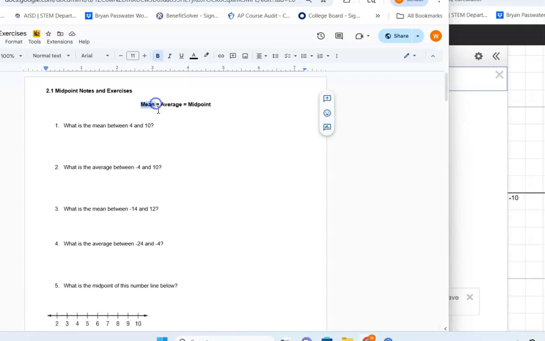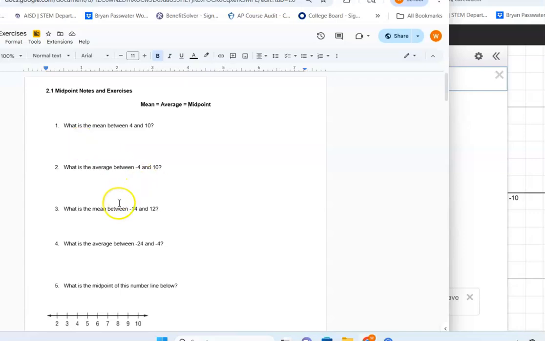That's concepts you were taught hopefully about 3 years ago. Mean is a fancy way of saying average. The word average is probably, if you play sports, you probably hear the word average a lot, like field goal average, average punt and stuff like that. And that's really midpoint. Midpoint is really like an average between two numbers.